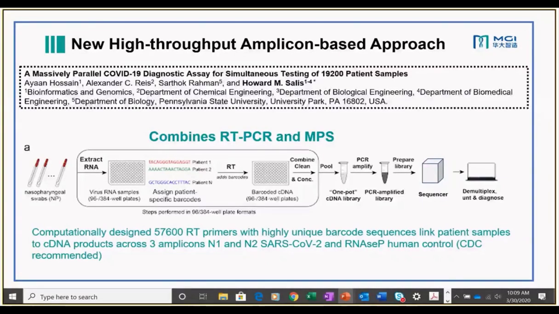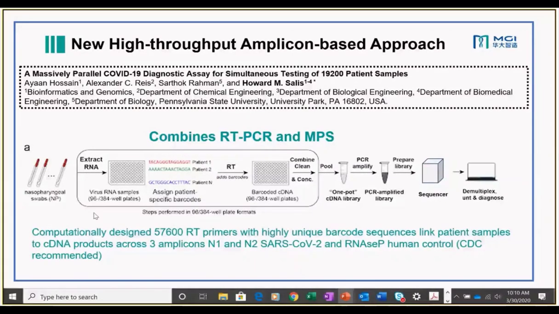So the workflow is something like this. Swabs collected, RNAs extracted. All these RNA samples are barcoded, then reverse transcribed. The barcoded cDNA samples are then pooled, PCR amplified, then library is prepared, sequencing is done, and then bioinformatics analysis.